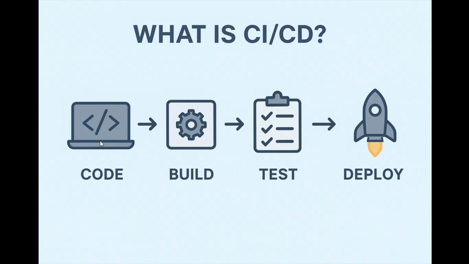Talking about the next stage, that is the build stage. Once the code is pushed, the CI/CD system automatically compiles or builds the application. Basically, whenever there is a push in the code, the CI/CD pipeline automatically compiles or builds the application based on the type of configuration we have made in our CI/CD pipeline.